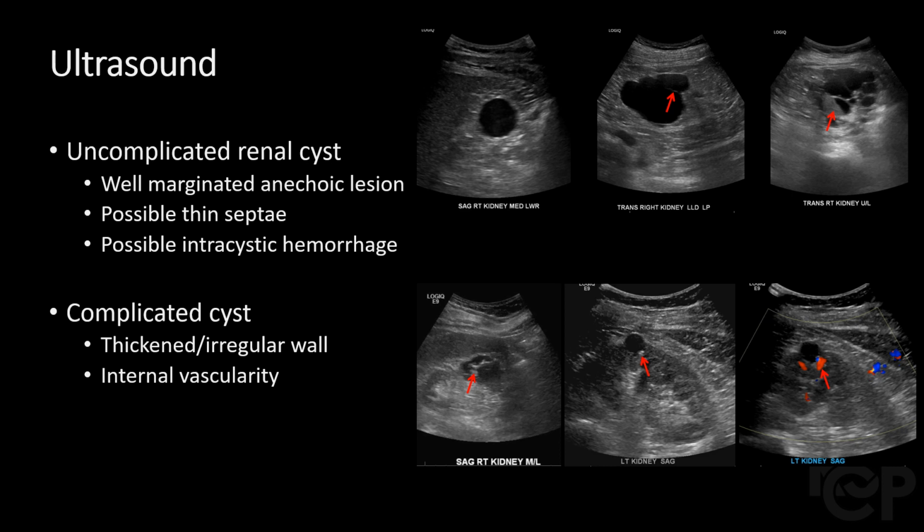On the bottom row, we see examples that are more worrisome. On the left, we see thick, irregular internal septation. In the middle, we see a mural nodule with hyperechoic speckles, possibly representing calcification. On the right, the same mural nodule demonstrates blood flow, which we can see with the red and blue colors on Doppler analysis.